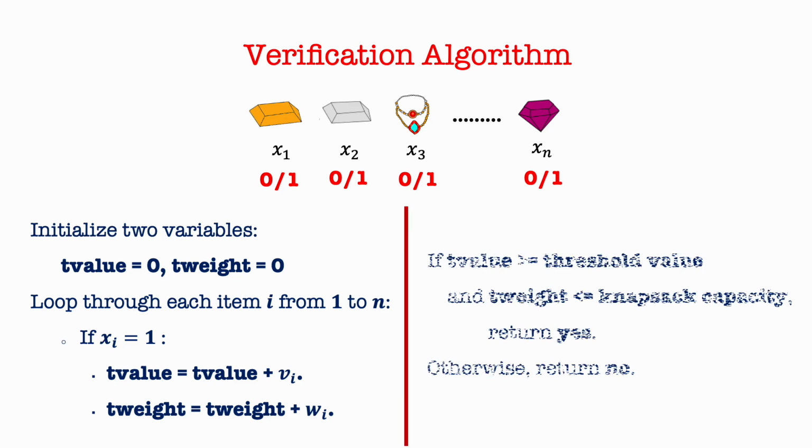After the loop, if t_value is greater than or equal to the target value or threshold value, and t_weight is less than or equal to the knapsack capacity, it means the answer is yes. Otherwise, the answer is no. For any given solution, we can verify whether the solution is valid or invalid. And the good thing with this algorithm is that its complexity is polynomial.